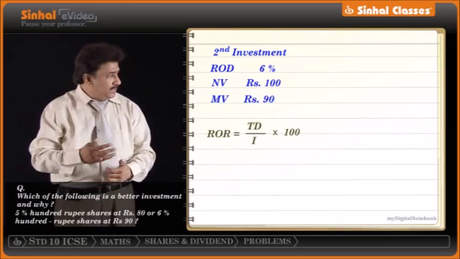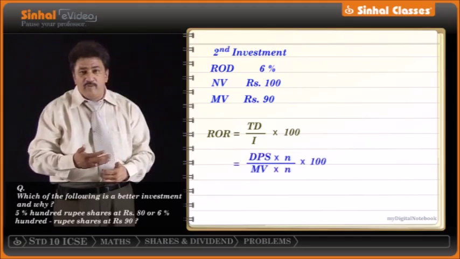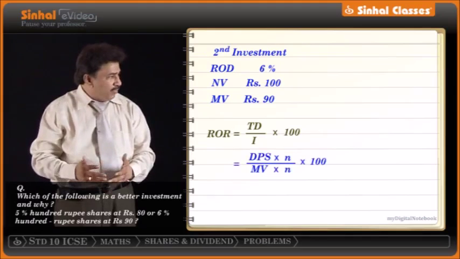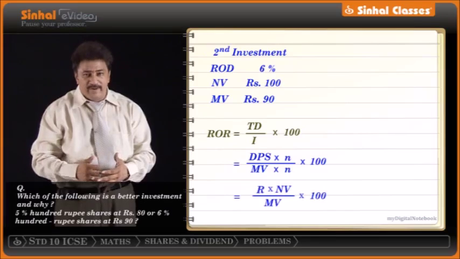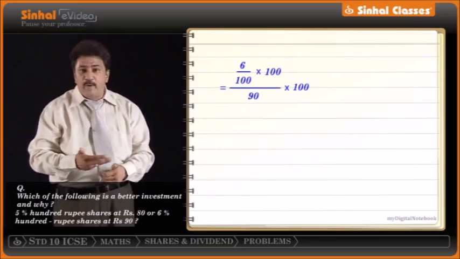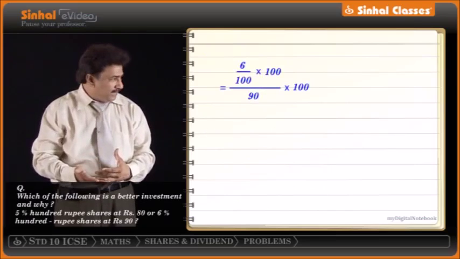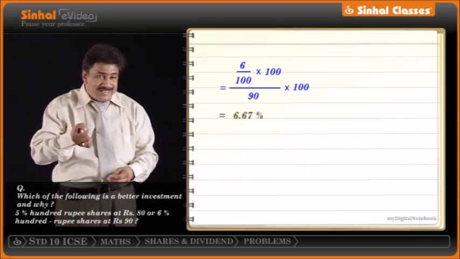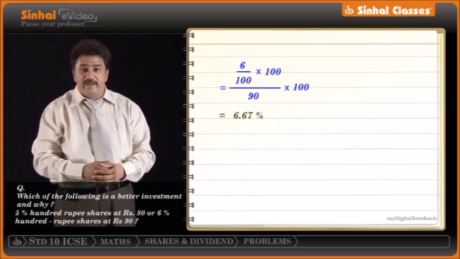What do I get? Dividend per share into number of shares upon market value into number of shares into 100. Number of shares will get cancelled. What is left? Rate into nominal value upon market value into 100. That is 6 upon 100 into 100 upon 90, the whole thing into 100. Further cancellations, what do I get? 6.67%. So 6.67% is nothing but rate of return from the second investment.